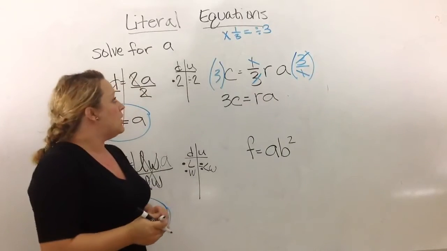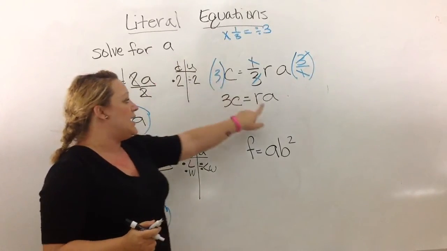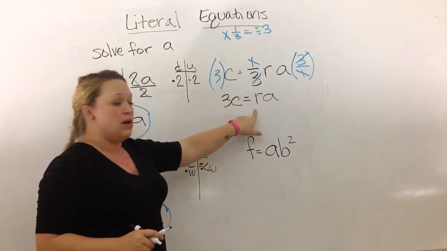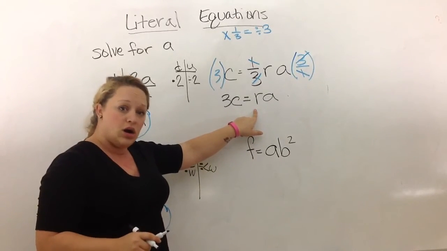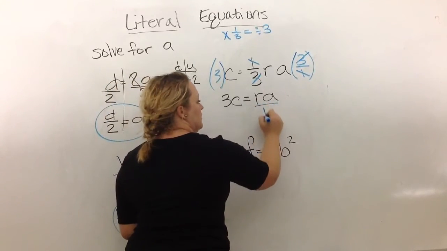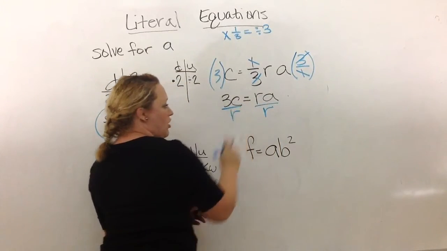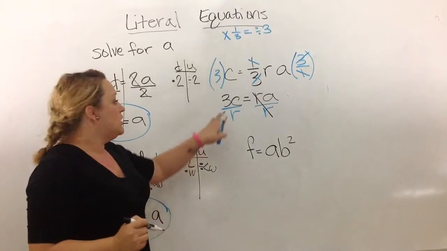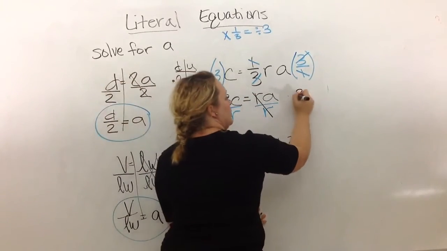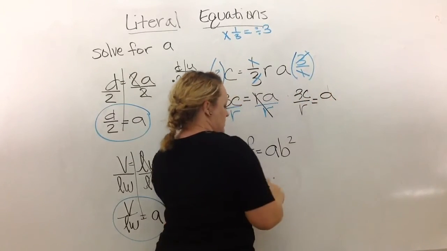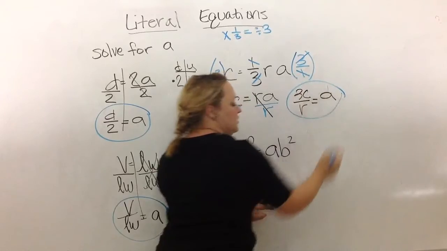But if I look, my goal is to find A. A is not by itself because A is being multiplied by R. So we're going to do the opposite of that, which would be to divide by R. Those R's would cancel. So my answer would be 3C divided by R equals A. So this is our answer.